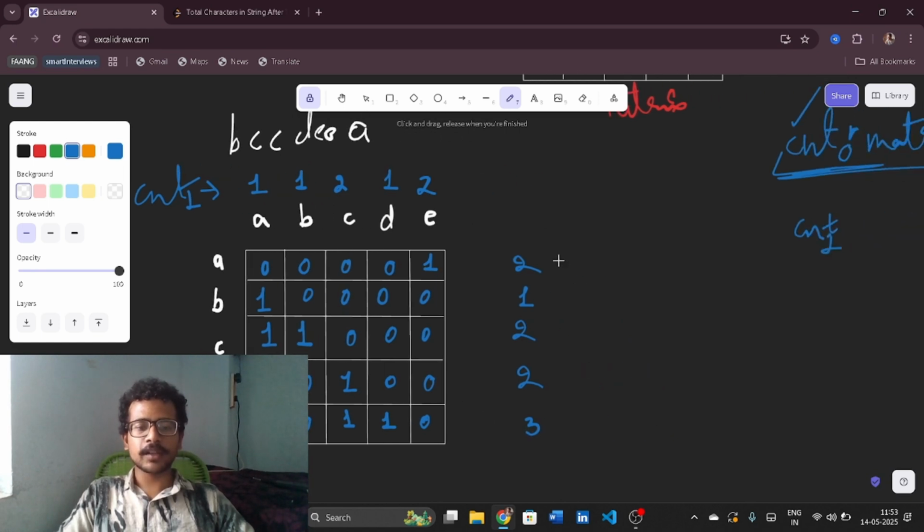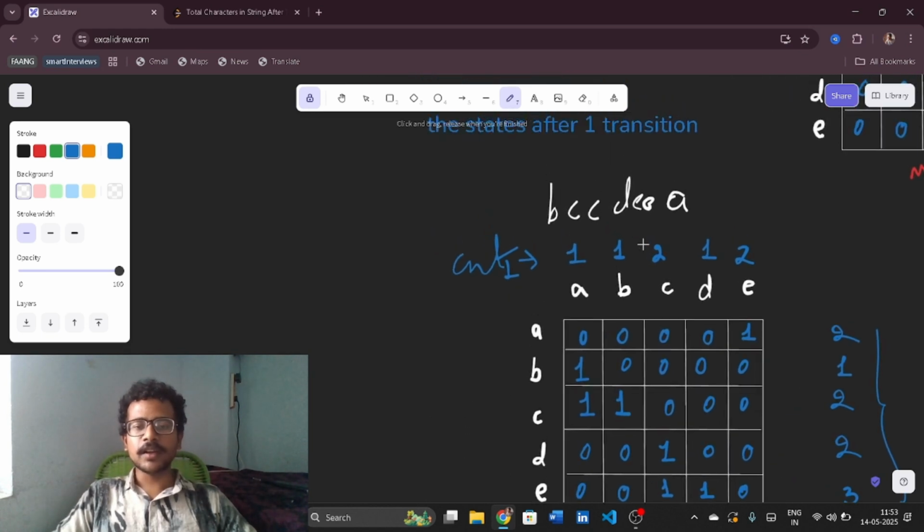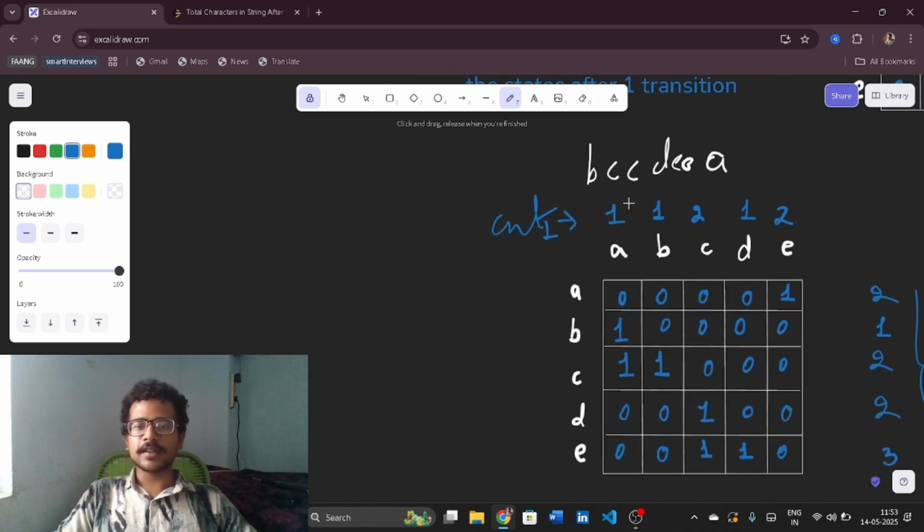Now I am saying that the length will be 2 for 3 times 6 plus 9 plus 1, which will be 10. Even if you do the same as I said, count into the matrix, you will get the same thing.